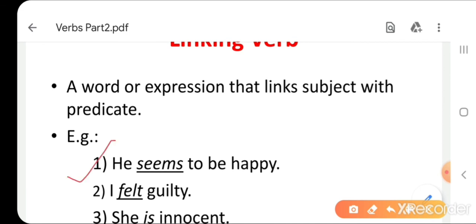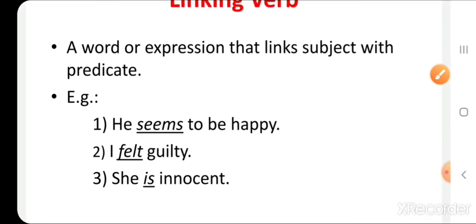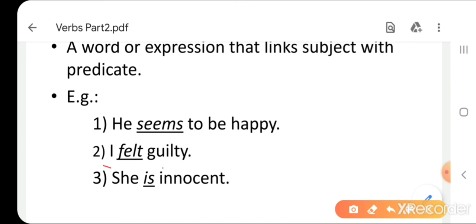He seems to be happy. All to be verbs are used as such linking verbs. He seems to be happy. Seem and felt are used as linking verbs. So, he seems to be happy. Now the subject is he, and to be happy is the predicate, and it is linked by the word seems. Now, next is, I felt guilty. That is, I is the subject, guilty is the predicate, and it is linked by the word felt. So that is a linking verb. She is innocent. So again, subject, predicate, linked with the verb is.